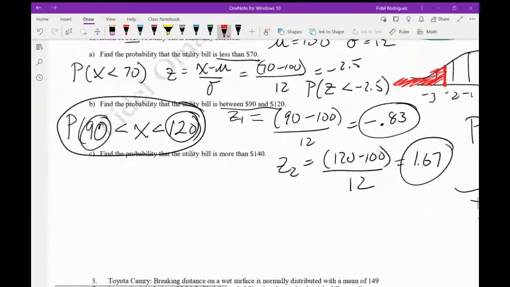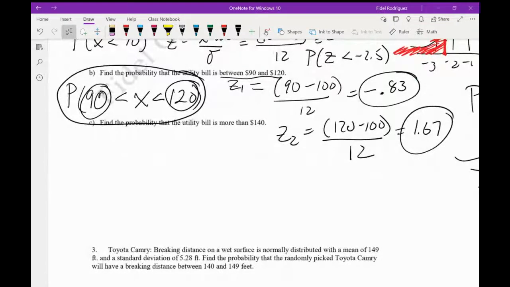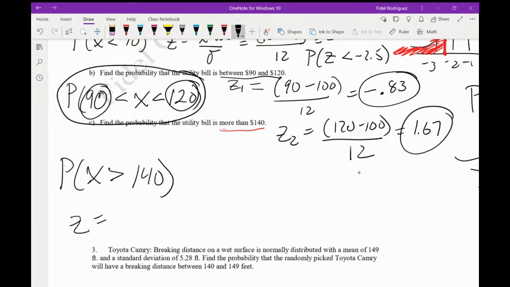And I've got one more just to set up for you, and then I'll let you work your way through the others. So part C says, find the probability that the utility bill is more than 140. So here we're saying, what's the probability that X is more than 140? If I'm trying to figure this out, remember what the first thing I'm going to do is? I'm going to find my Z value. So X minus mu over sigma.